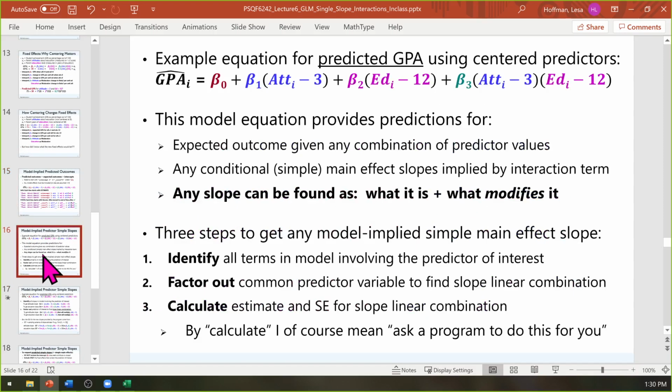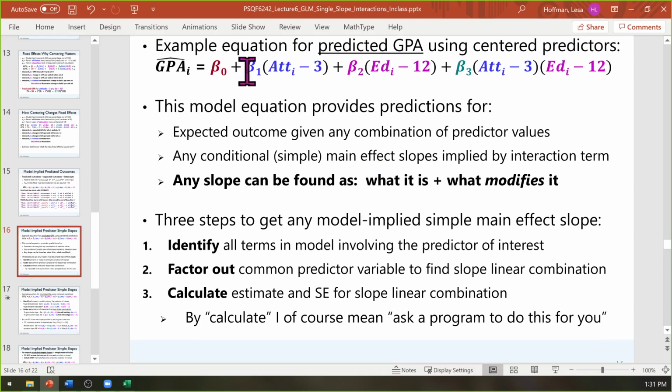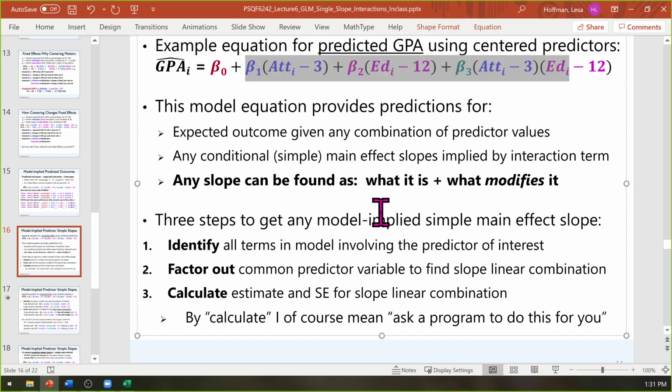Now the trickier part. How did I figure out what the new slopes were going to be after I changed my centering method? I want to teach you the strategy by which you can figure out how the model predicts what the simple main effect slopes are going to be for any values of the moderating predictors. Any of these slopes can be described in the same way. It's whatever it is by itself plus how it's moderated by any interaction terms containing it.